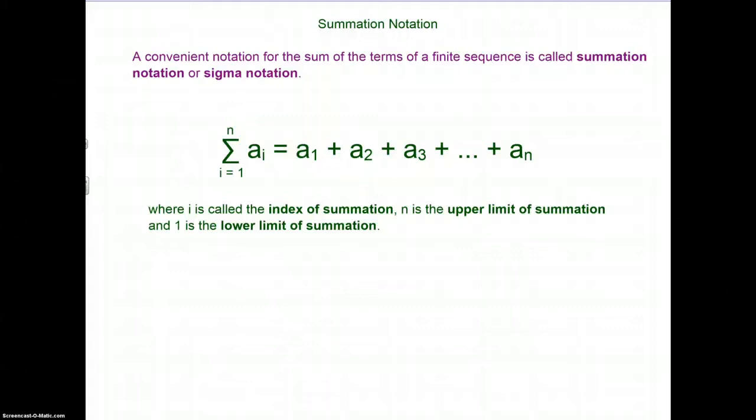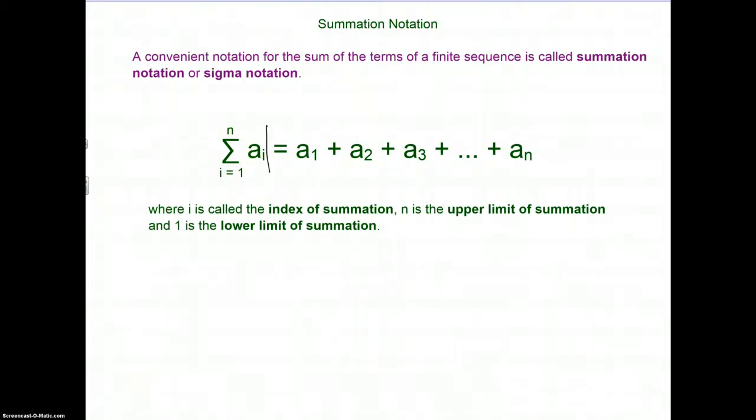So summation notation, or sigma notation, is a convenient and important way to represent the sum of a sequence. And we call the sum of a sequence a series. But let's look at the notation. The letter sigma is just a Greek letter, and we use what's called the index to determine what our subscripts are going to do and where they're going to go.